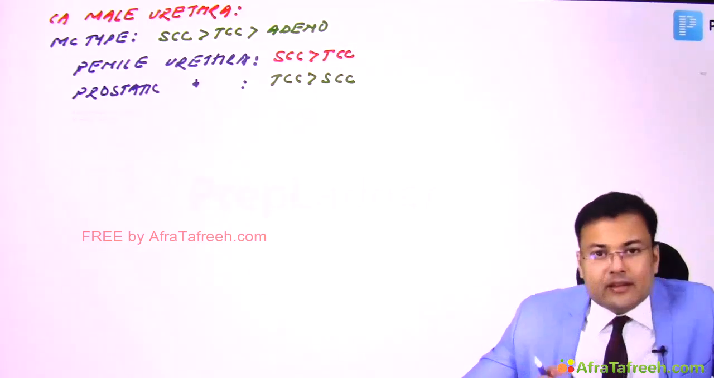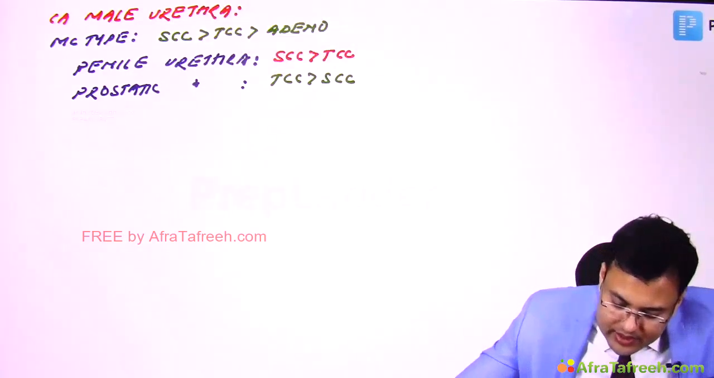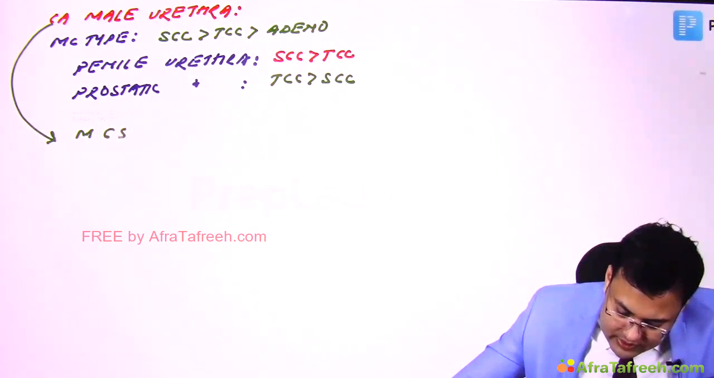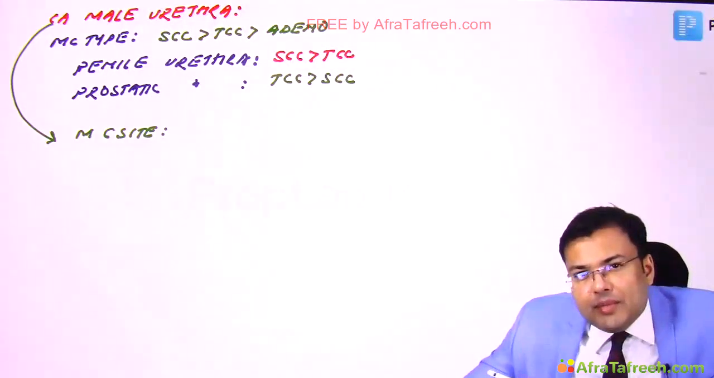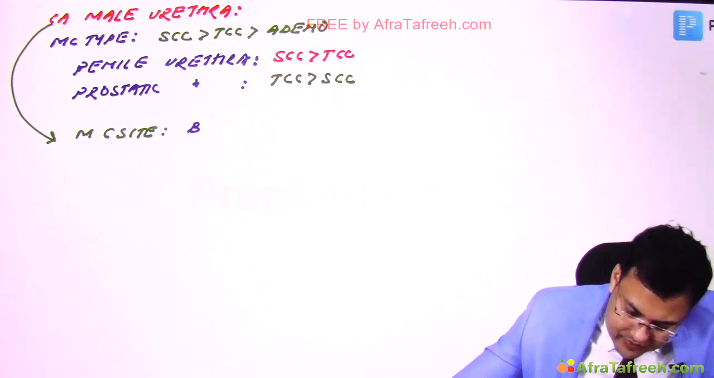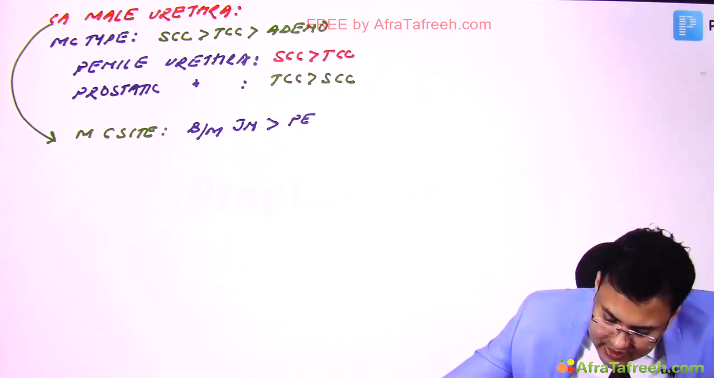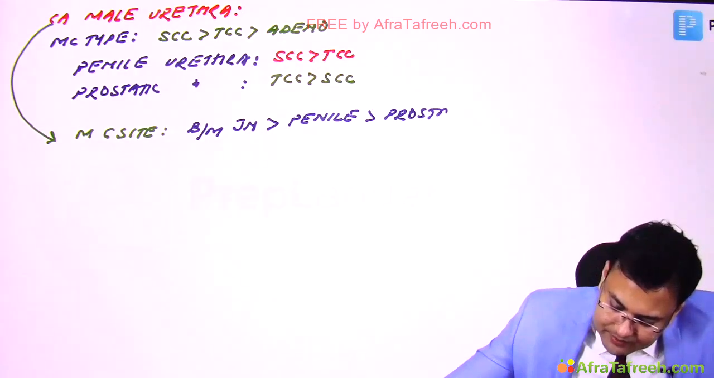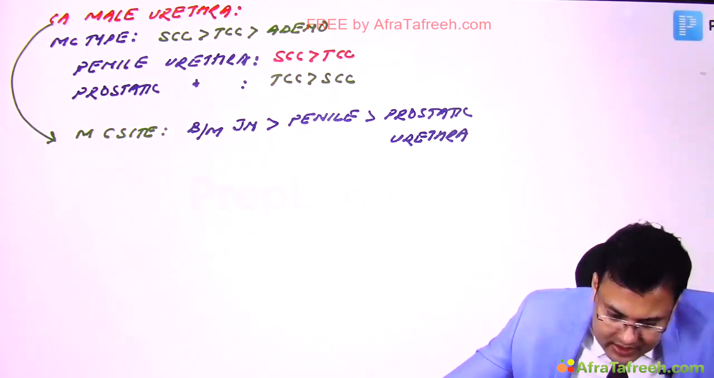Okay, after that, what is the most common site? This was also asked many times. So in carcinoma male urethra, what is the most common site? Okay, so this is which junction? Bulbomembranous junction. It's the bulbomembranous junction of urethra, followed by penile urethra, followed by prostatic urethra. These are one-liner questions. Simple.